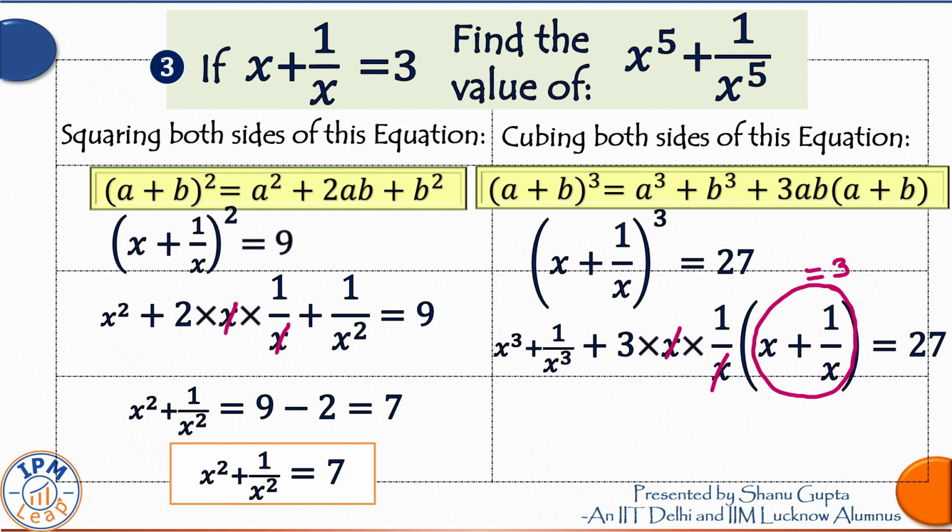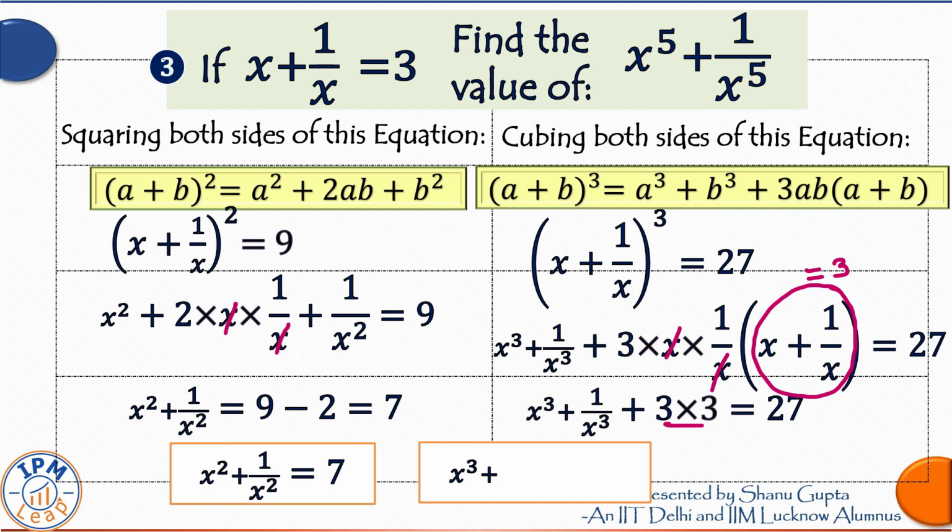So we use that. Our left hand side gets simplified to x cube plus 1 upon x cube. The right hand side becomes 3 cube, which is 27 minus 3 into 3, 9. 27 minus 9 is 18. Therefore, x cube plus 1 upon x cube is equal to 18.